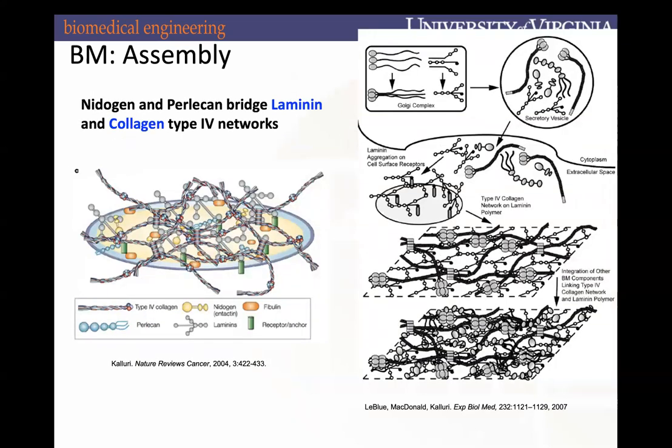It's cross-linked together by nitrogen and perlecan here. And as I was mentioning earlier in response to a question, if these two sheets are laid down, unless they're cross-linked together by nitrogen and perlecan, that's going to really compromise the stability of that basement membrane.